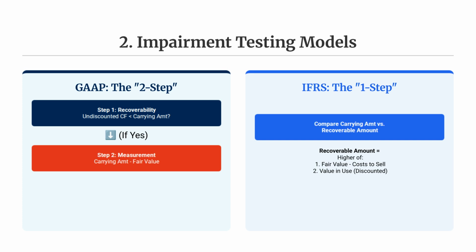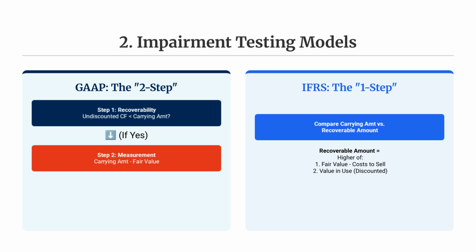Now let's look at impairment. This is a favorite topic for exam writers. IFRS uses a one-step model. It simply asks, is the book value higher than the asset's real worth? If yes, you write it down immediately. US GAAP uses a unique two-step model to filter out temporary dips.